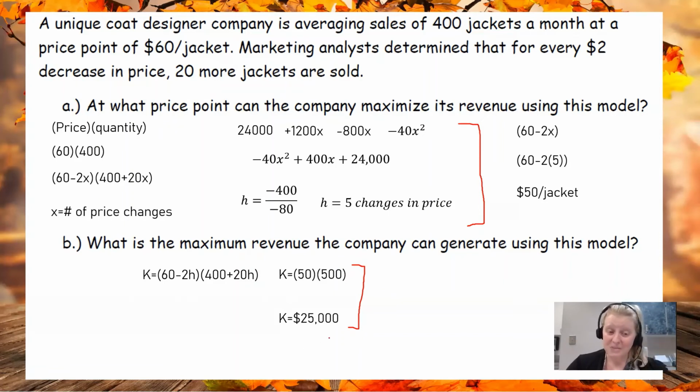So obviously, since the max revenue is $25,000, letter B is done. Letter A says, what should I charge per coat so I get that $25,000 to happen? So we're going to just use our price formula, which is this guy right here, right? That's labeled as price. And we're going to put 5 in for X and get $50 a jacket. So if we sell our jackets at $50, we will max out at $25,000.